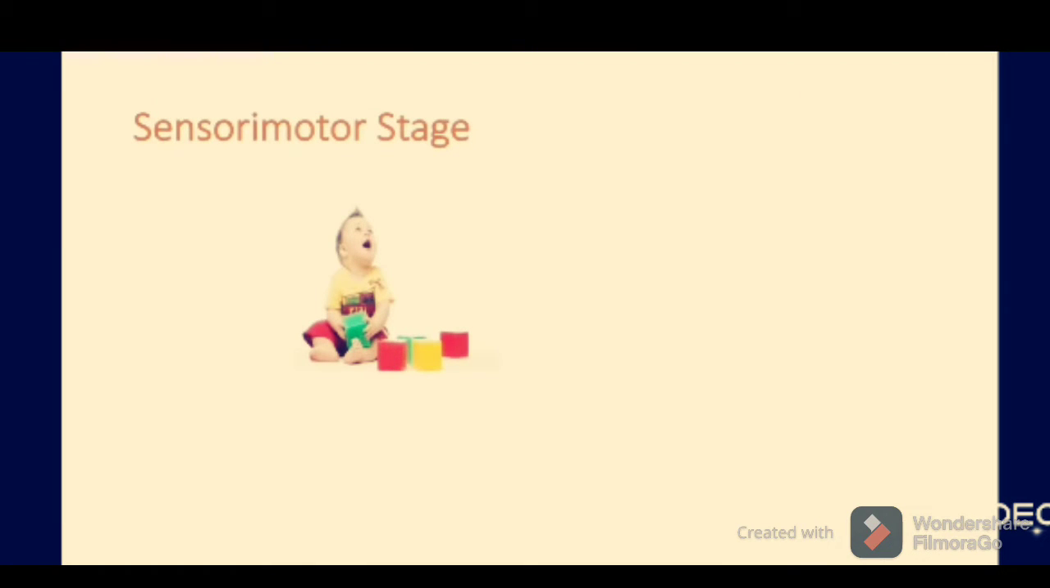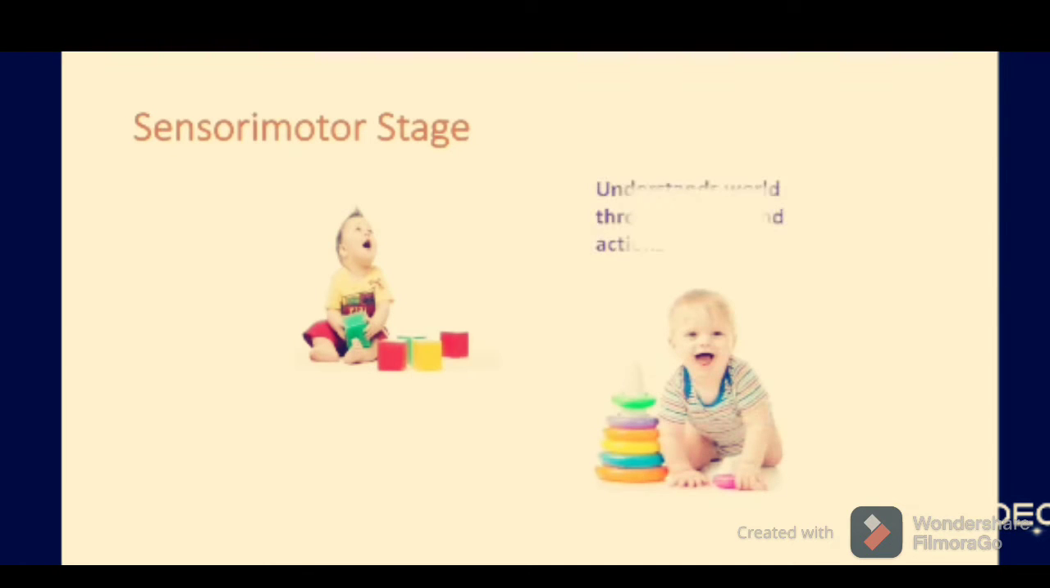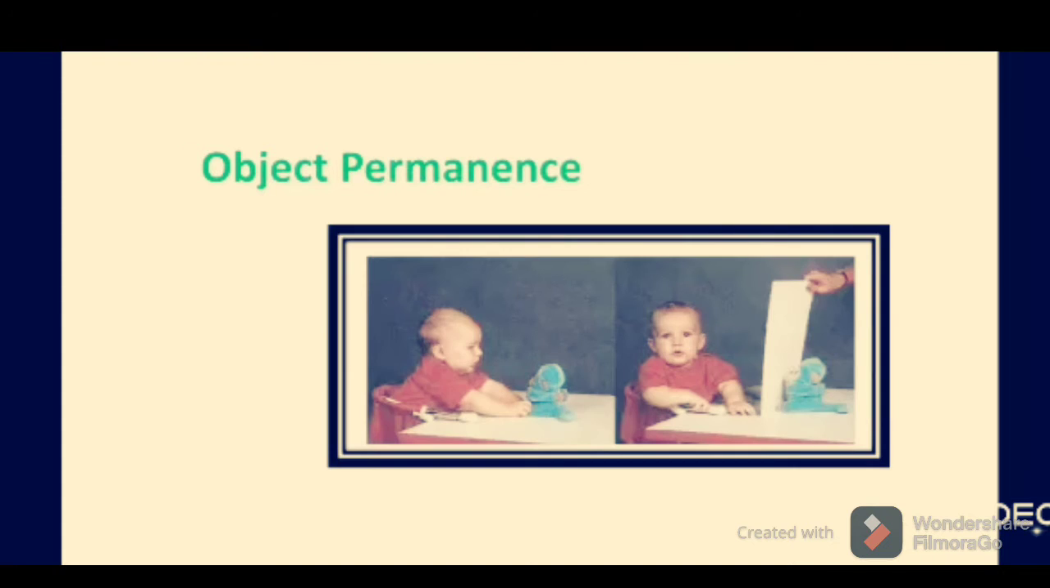The first stage is the sensorimotor stage. It occurs from birth to 2 years. Here the child understands the world through senses and actions. The child learns by doing, looking, touching and sucking. The child understands simple cause and effect relationships. Object permanence occurs in this stage. That is, the child realizes that things continue to exist even when no longer present to the senses.